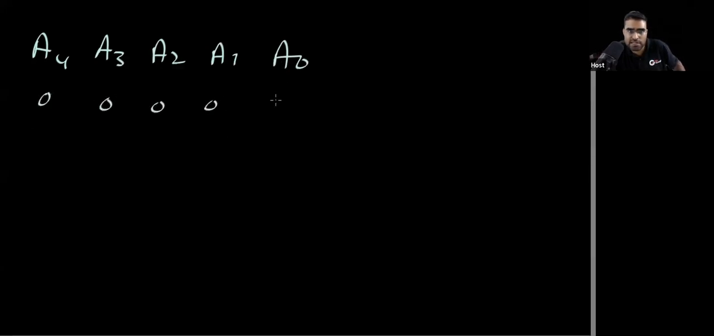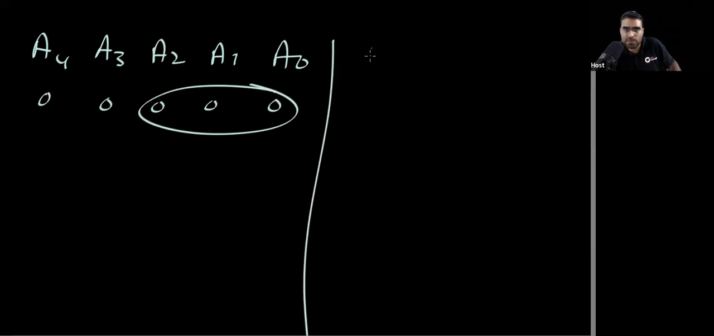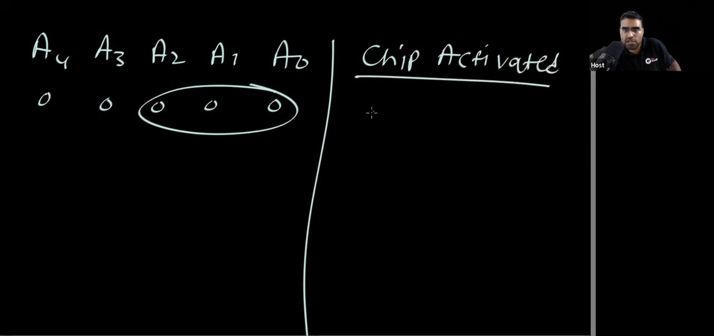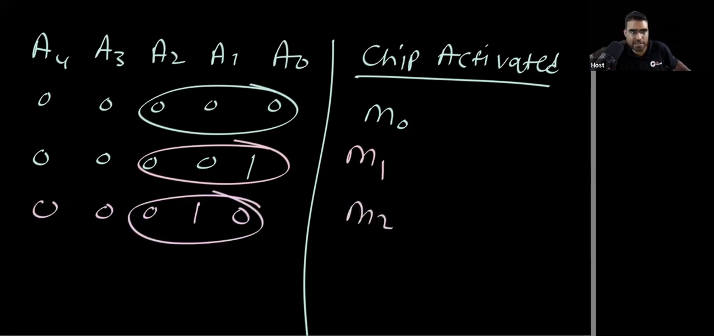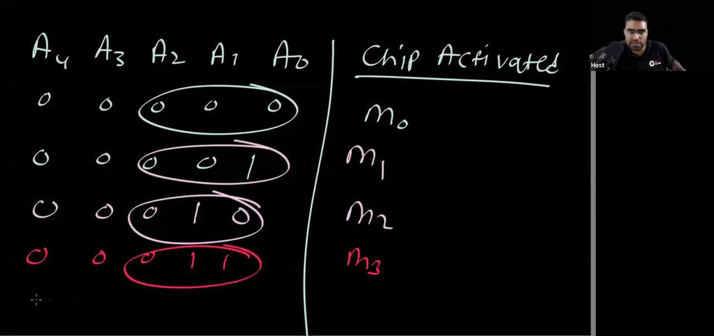Remember, A4, A3, A2, A1, A0. Just look at the addresses. If you look at this address, which chip is activated? Here you can see M0 is activated. For the next address, who will be activated? You can see M1 will be activated. For the next address, M2 will be activated. For the next address, M3 will be activated. Understood? Like this. So very simple, right?